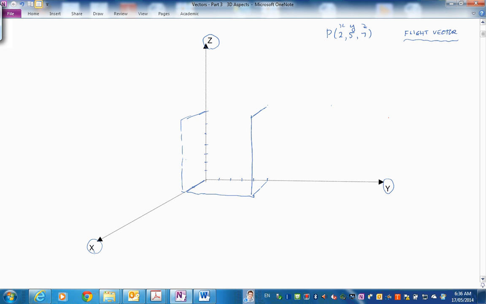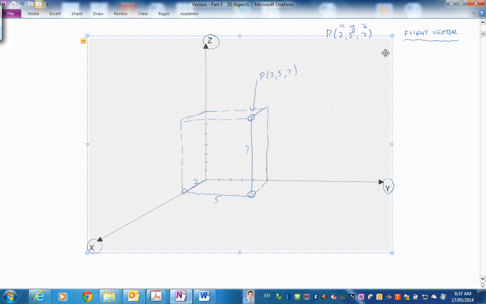Okay, so I'm going to box it so you can see the 3D nature now. Are you getting it? Okay. 2 out here, 5 along here, and then 7 up. So I've gone to there, and that's my final point up here. Point P, 2, 5, 7. So if I was to draw the line OP, that would be giving me the direction vector OP, or the position vector of point P. Let's have a look at that now.